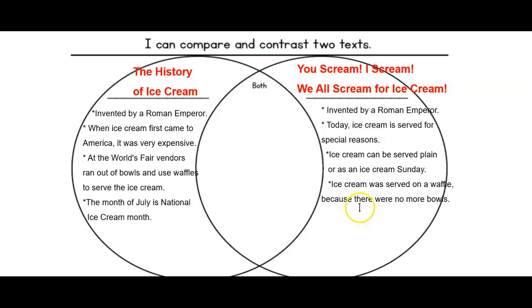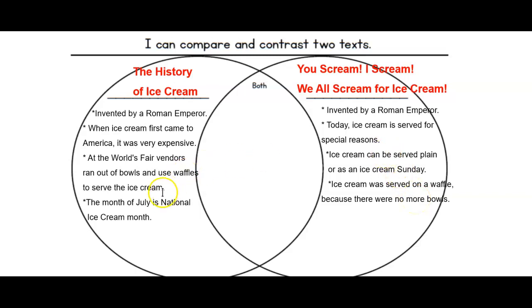On the right side of your Venn diagram, you should have the name of the article, You Scream, I Scream, We All Scream for Ice Cream. Your key details should be, it was invented by a Roman emperor. Today, ice cream is served for special reasons. Ice cream can be served plain or as an ice cream sundae. And ice cream was served on a waffle because there were no more bowls.